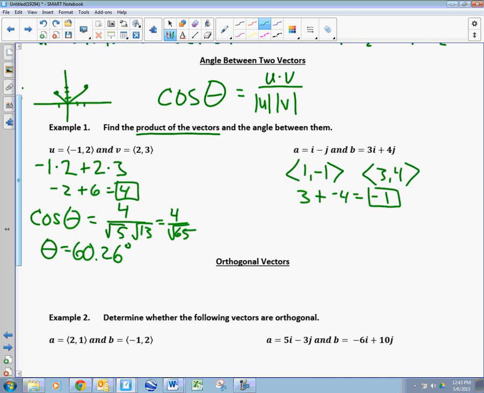Just see if you can do the second one, okay? Find the angle for the second one. Go, go. It's a race. Garrett's winning.